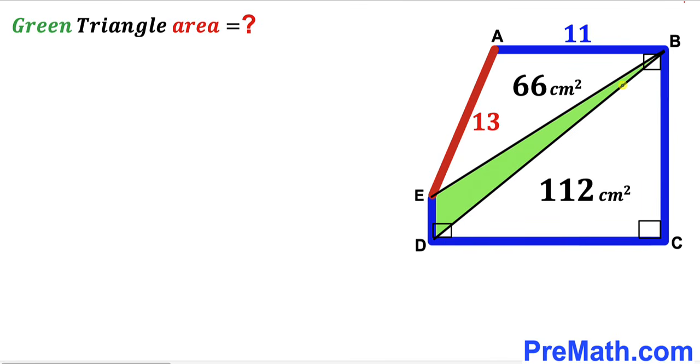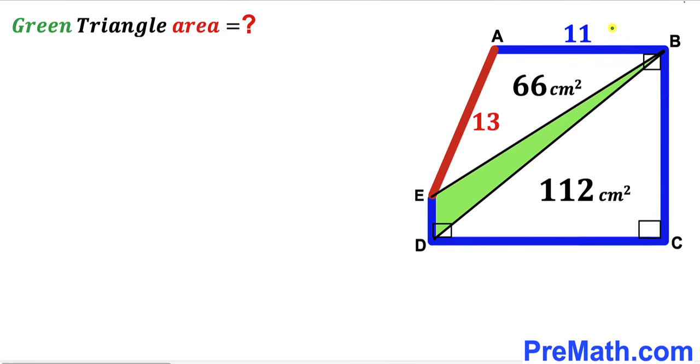Welcome to PreMath. In this video, we have this five-sided polygon A, B, C, D, E that consists of three triangles. This triangle A, B, E. This right triangle B, C, D. And this green shaded tiny triangle B, D, E.